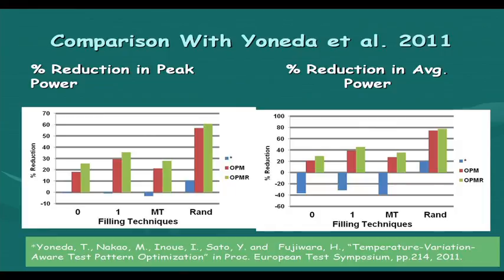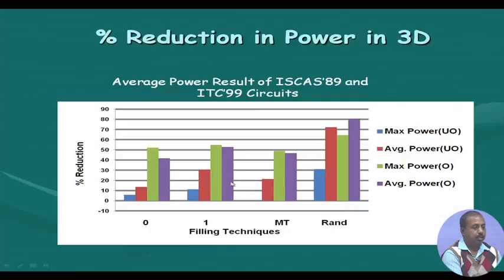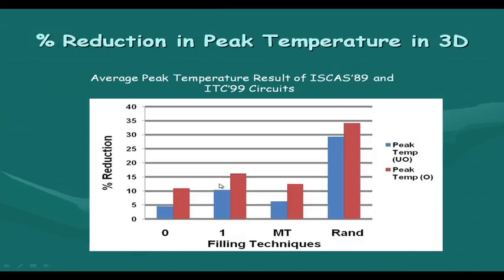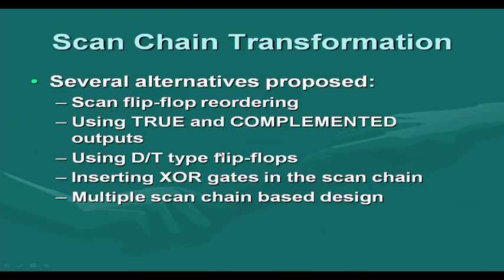This is a comparison with some previously published work in 2011. This is the percentage peak temperature reduction compared to different filling techniques, like so this is the output peak measurement, and this is the reduction part of it. For 3D also, there are reductions just like 2D. This is the temperature reduction in 3D, this is the variance reduction in 3D.